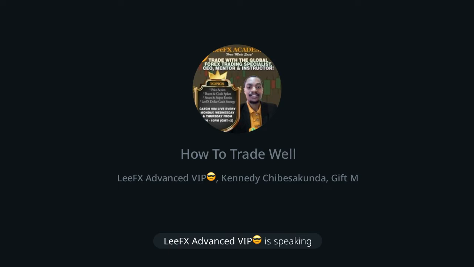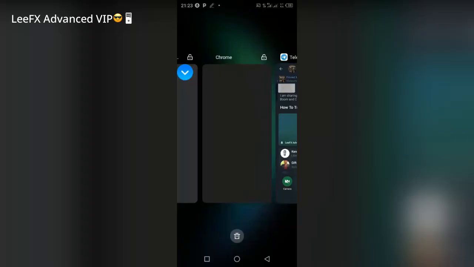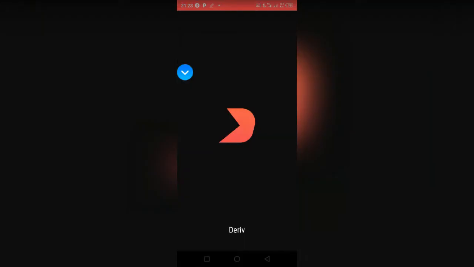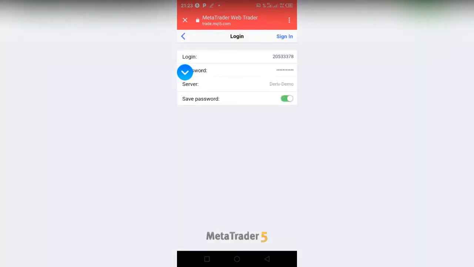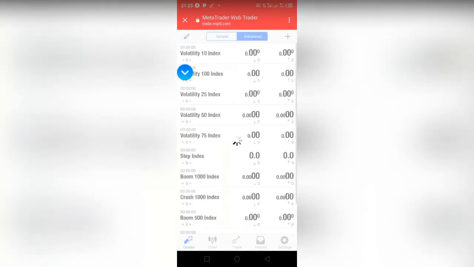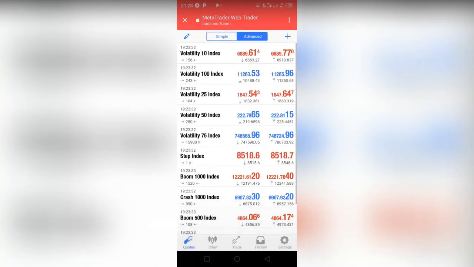Okay, so we are looking at how to trade well. So let me share the screen now. Are you able to see the screen? Yes, we are seeing it.